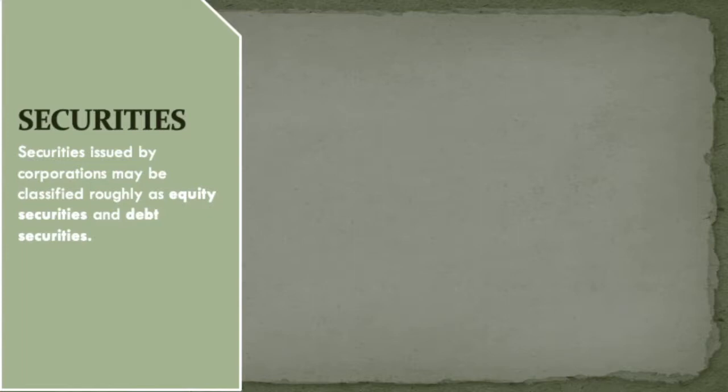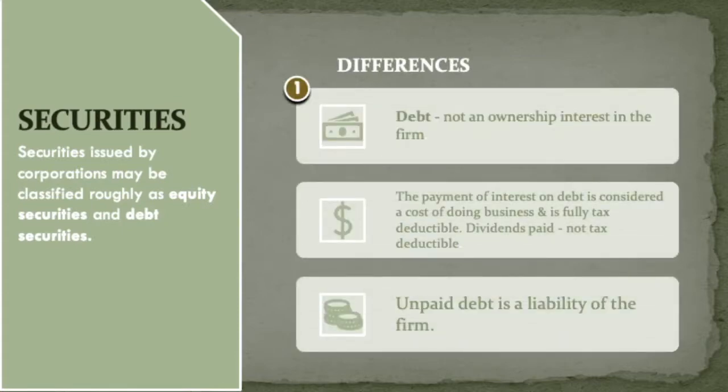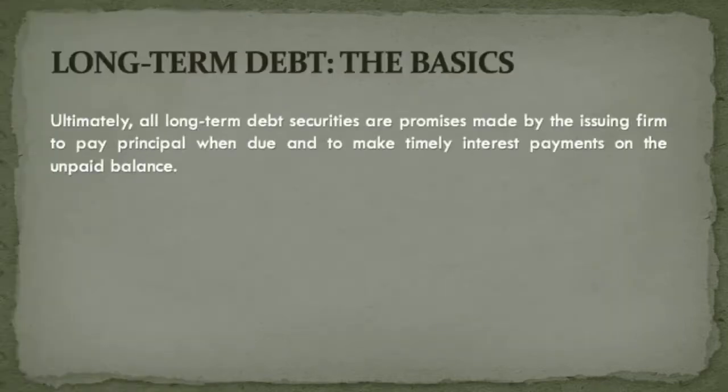The main difference between the two is that the former represents an ownership interest while debt does not. Second, the corporation's interest payment on debt is considered a cost of doing business and is fully tax deductible, while dividends paid to shareholders are not. And lastly, unpaid debt is a liability of the firm, and if not paid, the creditor can legally claim the assets of the firm.